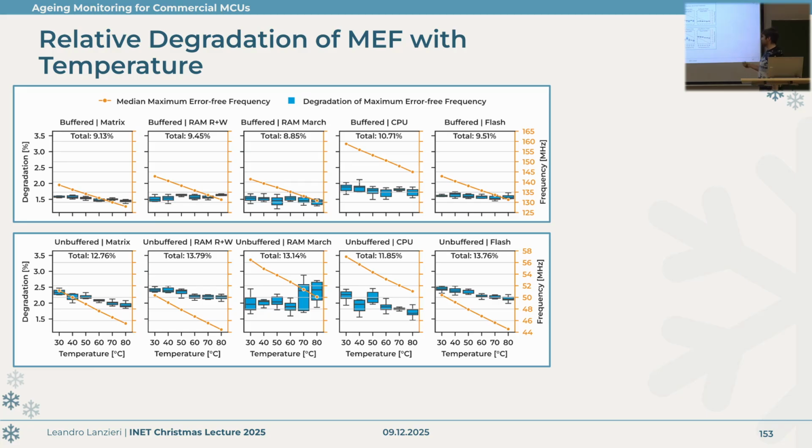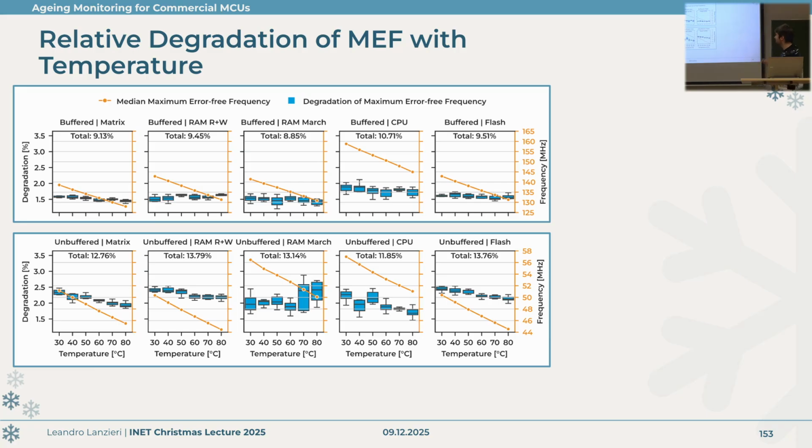On the right axis, we have the maximum error-free frequency, so the one at which the device starts failing. And on the left axis, we have the degradation of this frequency as temperature increases. So, for instance, let's take an example here, the unbuffered RAM read and write. We can see that at 30 degrees, it was around 50 megahertz, and when it reached 80 degrees, it went down almost to 44 megahertz. And this total here is the total degradation, between the initial and the last part of the samples.